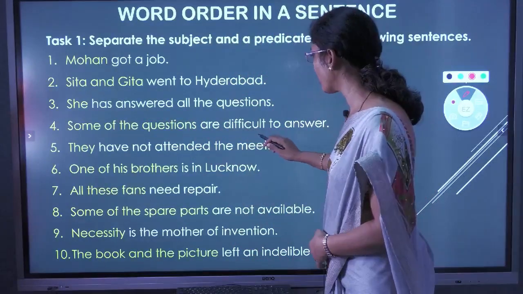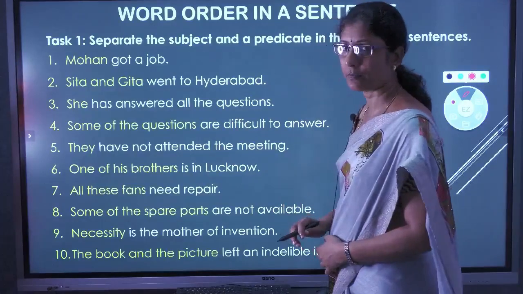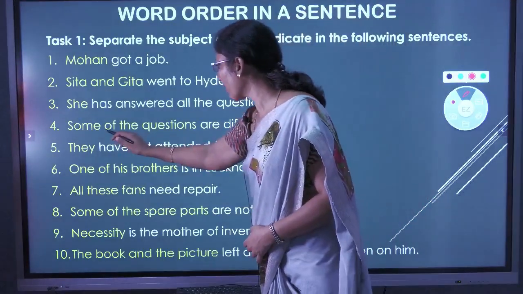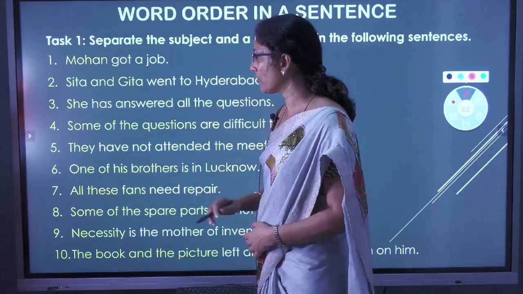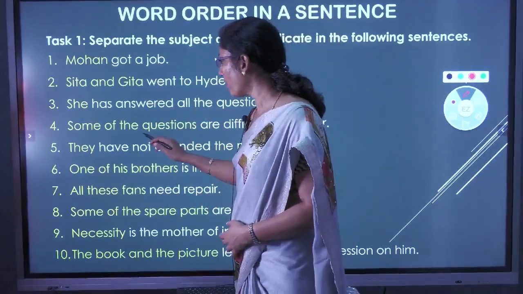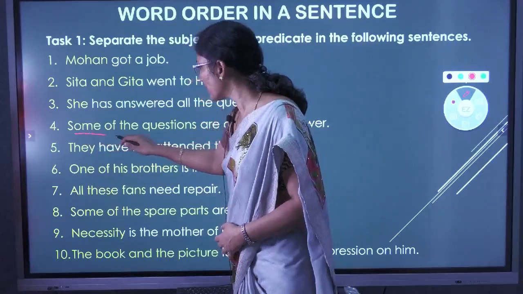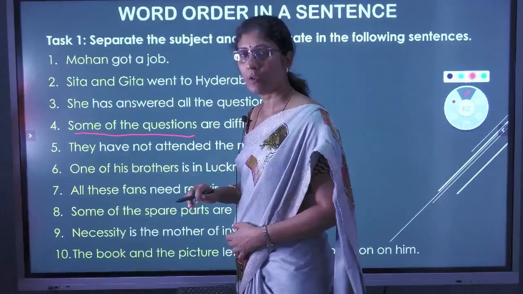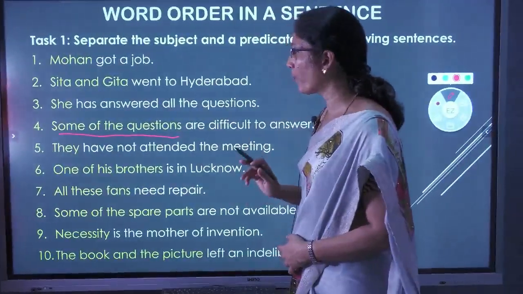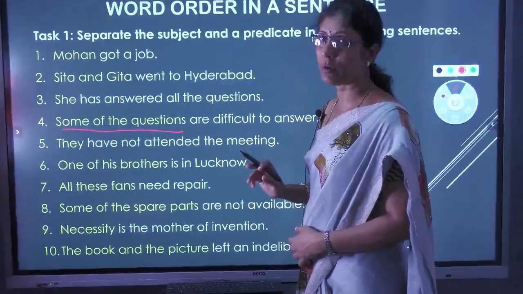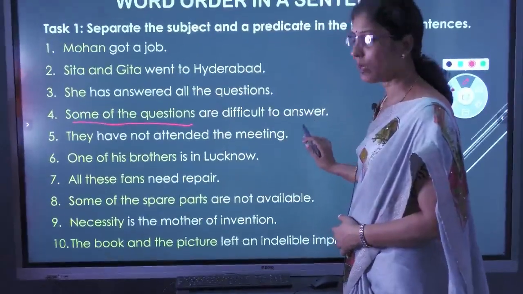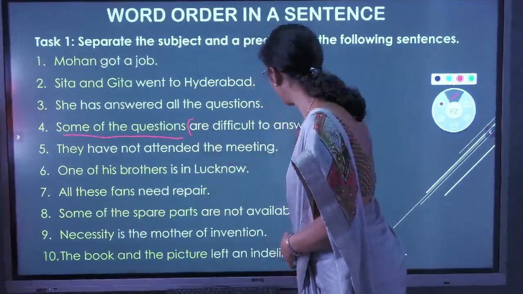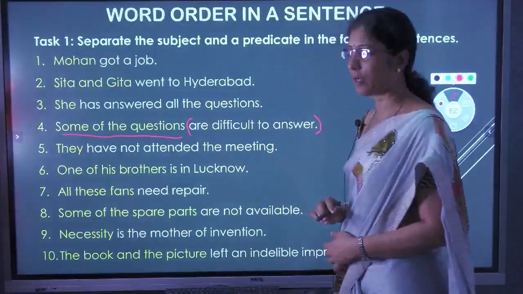Next. Some of the questions are difficult to answer. So this sentence is talking about some of the questions. See, when you compare with other three sentences, instead of one word, here there is a phrase. A phrase means a group of words that gives some meaning. Some of the questions are difficult to answer. So, are difficult to answer is a predicate.